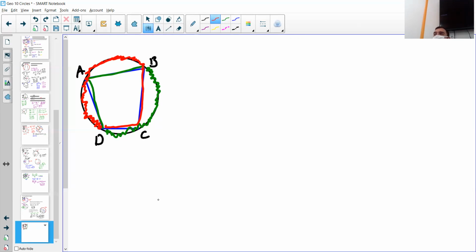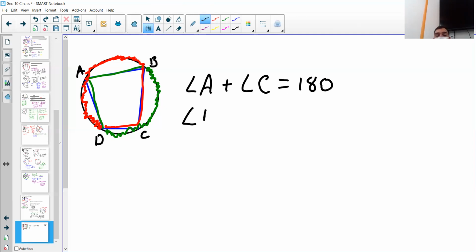If they encapsulate a whole circle, what is a full circle? 360. These are angles at the edge, so they have to be cut in half. So what can we figure out about angle A plus angle C? It must equal not 360, but 180. Good, so this is 180. And then, as you mentioned, the other pair of angles should be 180. So angle B plus angle D equals 180.